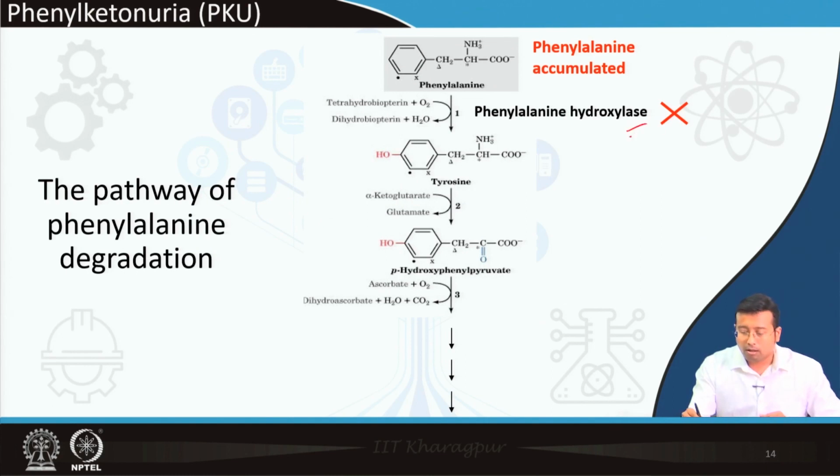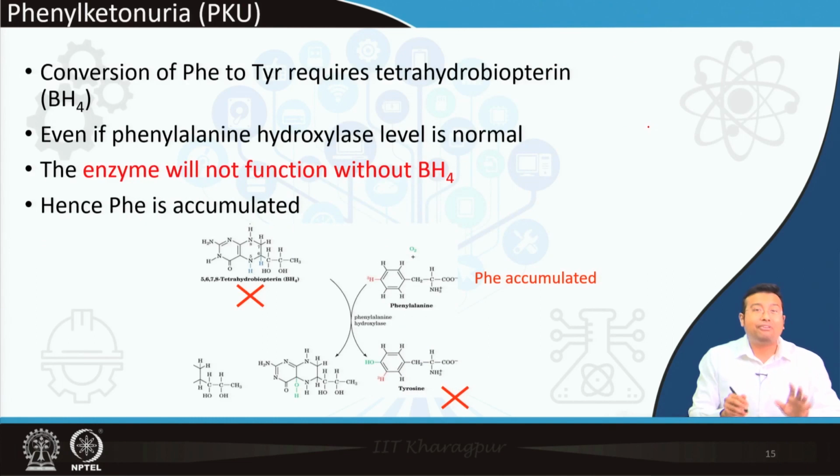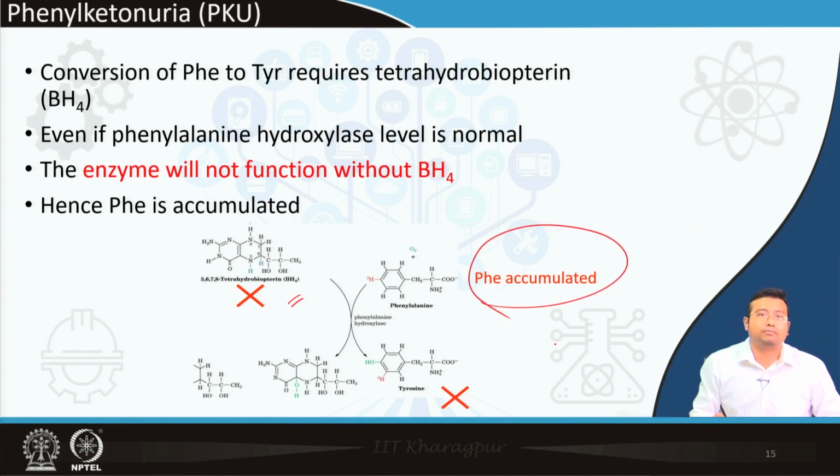So, when phenylalanine hydroxylase is deficient, phenylalanine will be accumulated. There is no problem in understanding this. But even if phenylalanine hydroxylase is fine, but somehow the coenzyme is having a problem, the level of coenzyme is not functioning or is not present in active form, then also this reaction will not happen and phenylalanine will be accumulated, all right. I hope there is no problem in understanding that.